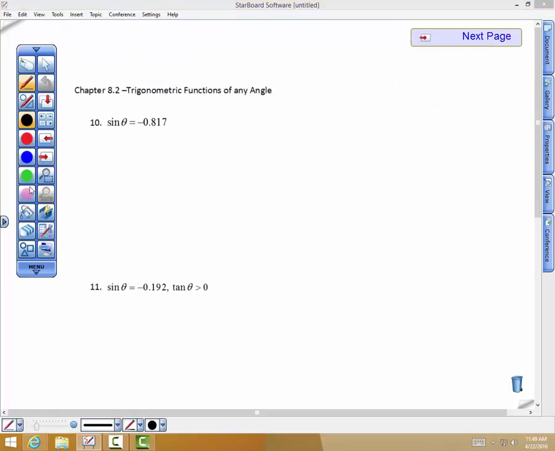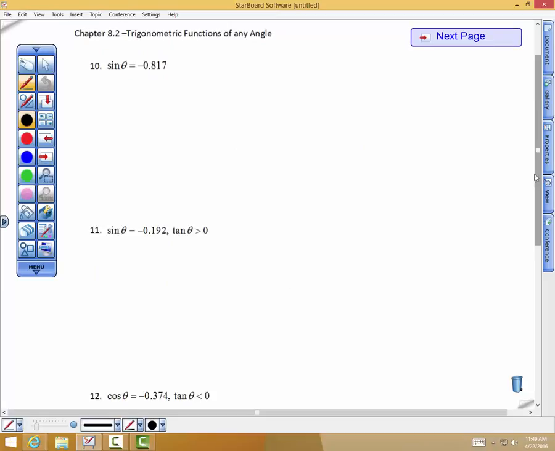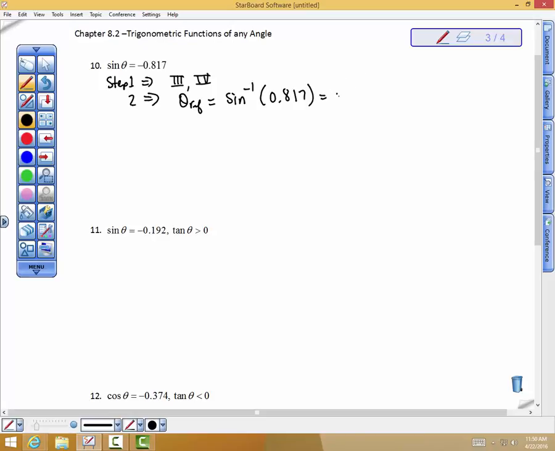Again, lots of practice problems here. Would you consider pausing the video and doing the next one on your own? Step number 1, where is sine negative? Let's see, 3 and 4, third and fourth quadrant. Step number 2, find your reference angle. Second sine of 0.817, and on your calculator, if you type that, you should get 54.8 degrees.